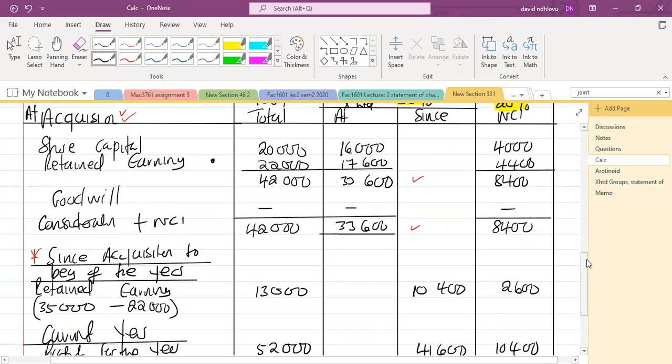So to do this calculation, we do it in 3 different stages. We start with the day of acquisition, then we go to since acquisition to the beginning of the year, then we go to the current year. Then we do the splits based on the 20 and the 80%. Any questions on the floor? Are we clear, good people?